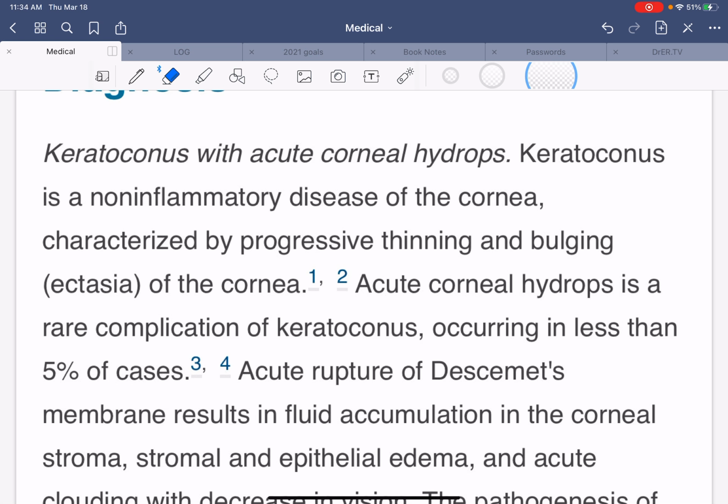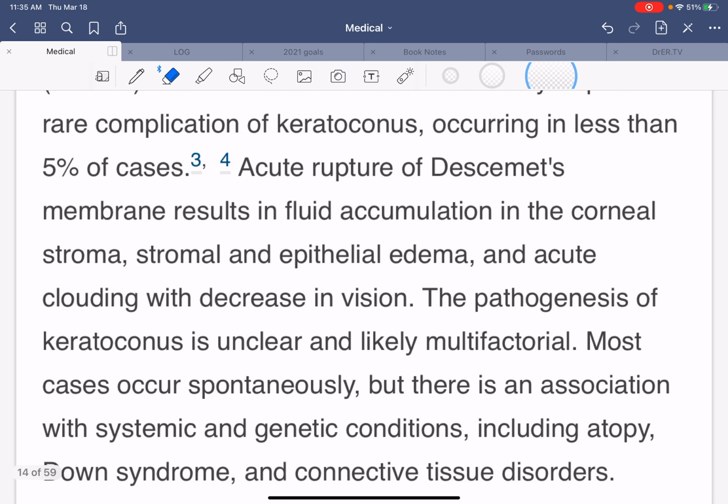Keratoconus is a non-inflammatory disorder of the cornea characterized by progressive thinning and bulging, otherwise known as ectasia of the cornea. Acute corneal hydrops is a rare complication of keratoconus, occurring in less than 5% of cases. Acute rupture of Descemet's membrane, we mentioned that when we were talking about fluorescein staining, results in fluid accumulation in the corneal stroma, stromal and epithelial edema, and acute clouding with decrease in vision.